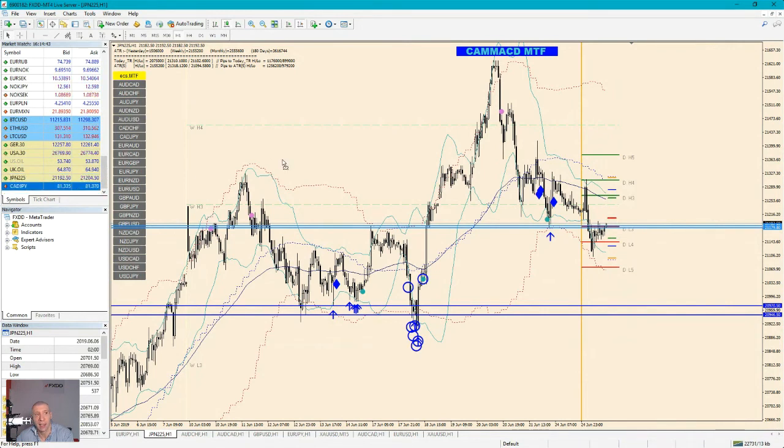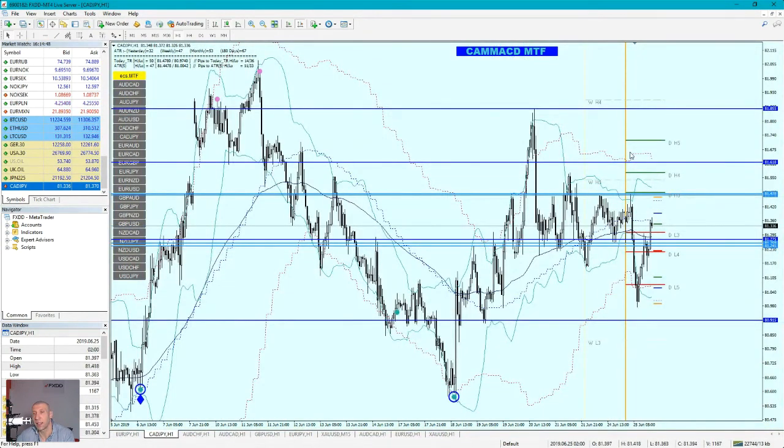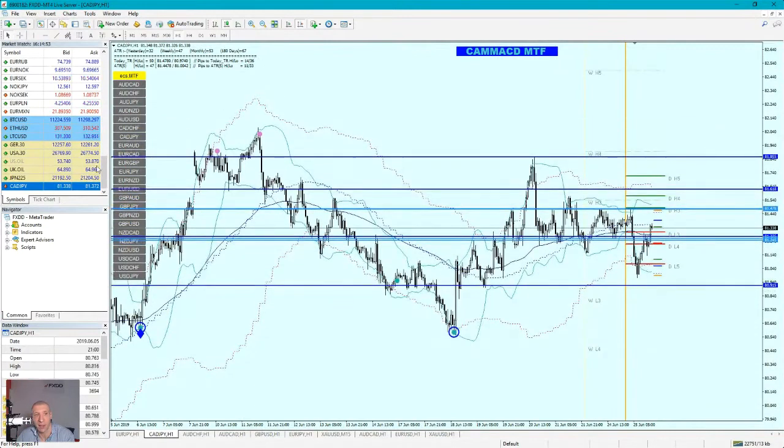And CAD yen is also struggling to make any move. I don't see anything specific.